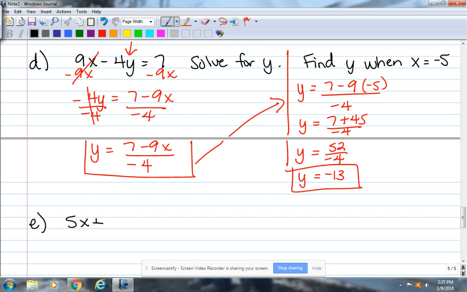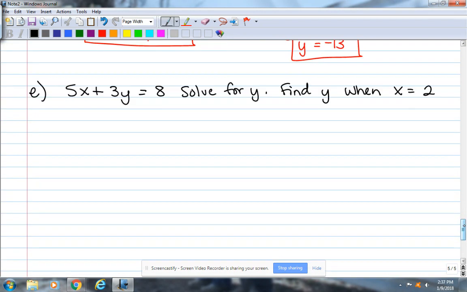5x plus 3y equals 8. Solve it for y. And then find y when x equals 2. All right, first let's solve it for y. What do y'all think we're going to do first to get y by itself? Subtract 5x. Very good. And those are not like terms because 8 doesn't have an x, another one does. So 3y equals 8 minus 5x.